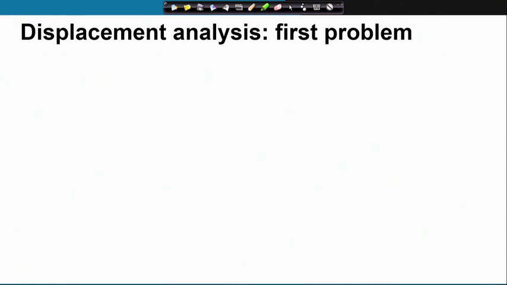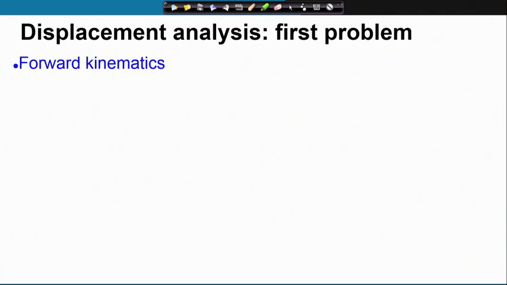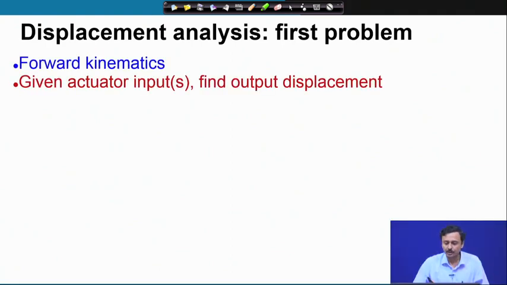Now, there are two problems in displacement analysis, as I was mentioning. The first problem is, given the input, that means given the actuator motion, it could be an angle, it could be the throw of the hydraulic actuator, what will be the output? So, for example, if I say that this angle should be say 0 degree and this should be 90 degree, where is my hand? This is called the forward kinematics problem or the direct kinematics problem. So, forward kinematics problem: given the actuator inputs, find the output displacement. So, where is the output?